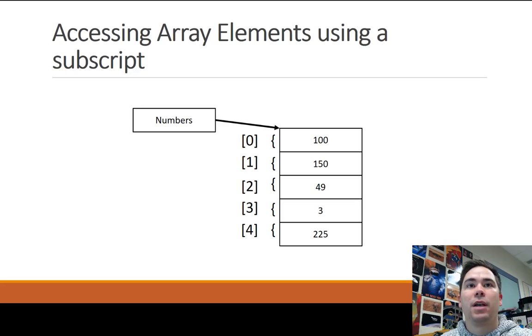Accessing array elements using a subscript. Like we said before, we have positions 0, 1, 2, 3, 4 in this array example. We have our numbers array, and in position 0 we have integer 100, then 1 is 150, 49, 3, and 225. If we wanted to access this part right here, maybe to do some arithmetic with this value, we would use numbers[2]. That would say to the computer, okay, we're going to go to the variable numbers, that is an array type, go to index value 2 and access the number stored in there. So then we have 49.